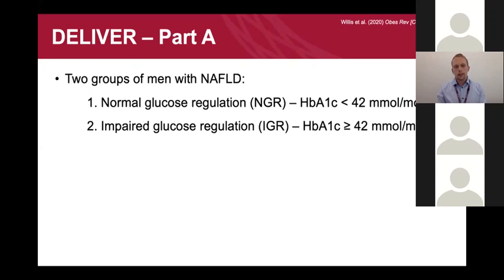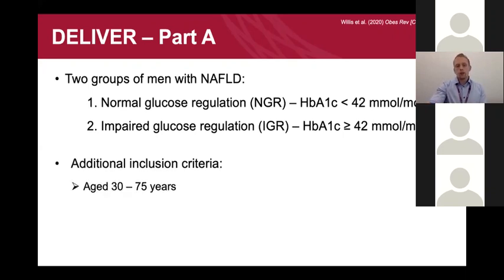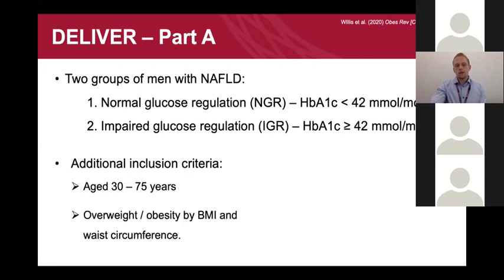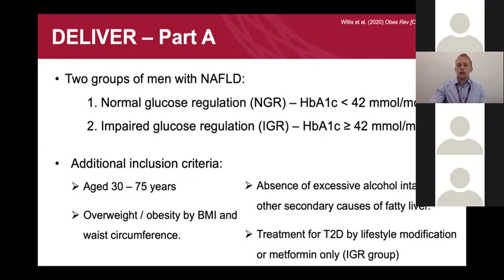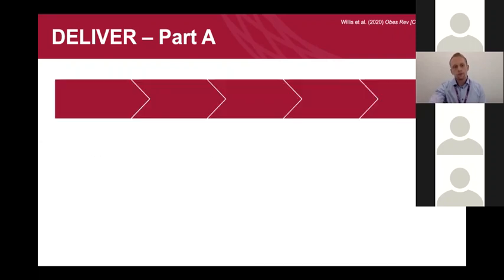so those who have not yet gone on to develop type 2 diabetes. But the additional inclusion criteria for both of these groups were aged between 30 to 75, a BMI and waist circumference in the overweight and obesity categories, non-alcoholic fatty liver disease with the absence of excessive alcohol intake or other secondary causes, and also those who did have type 2 diabetes to only be treated by lifestyle modification or metformin only.